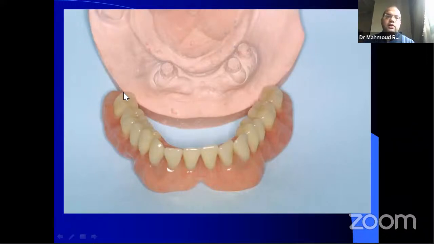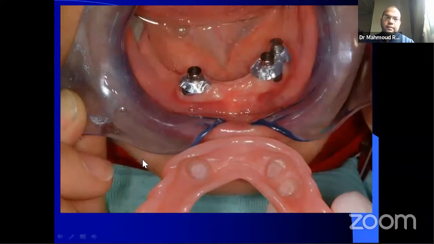Okay, this is a final denture. We finished it in the lab over the cast. Then we are going now to make the functional pickup. The functional pickup is made here.